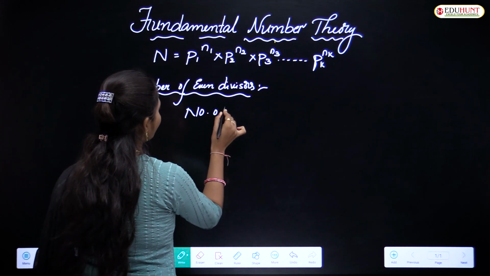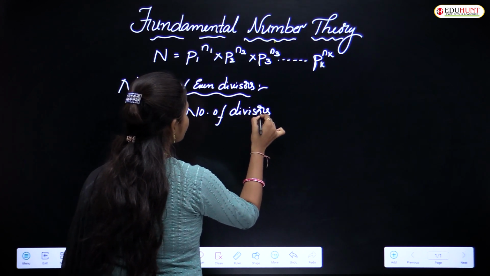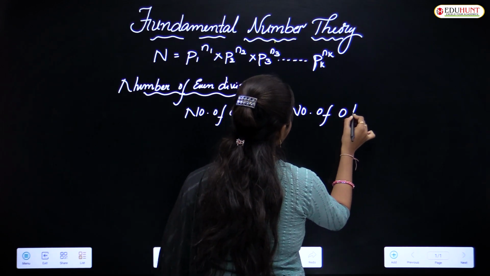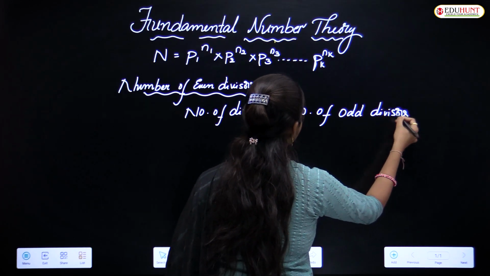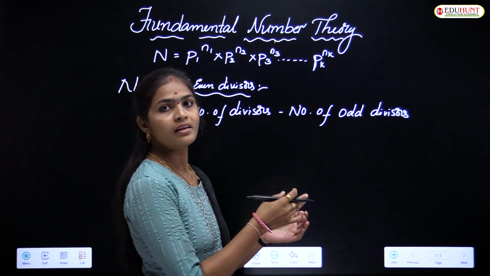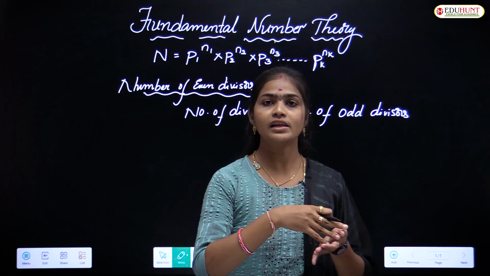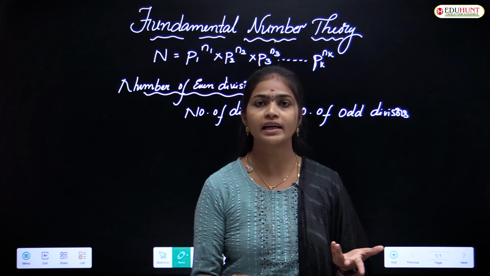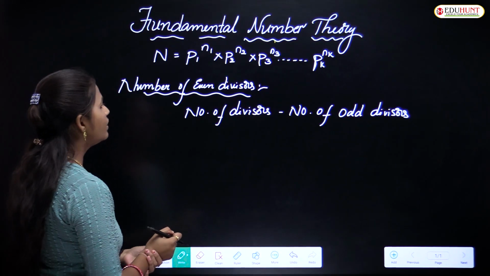The number of even divisors equals the number of divisors minus the number of odd divisors. Just observe that the number of divisors includes both even divisors and odd divisors. Out of the total divisors, if you remove the odd divisors, then what you will get is only even divisors, no? That is the formula here.